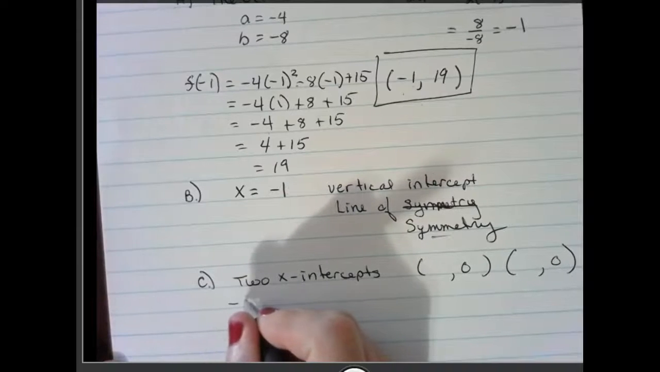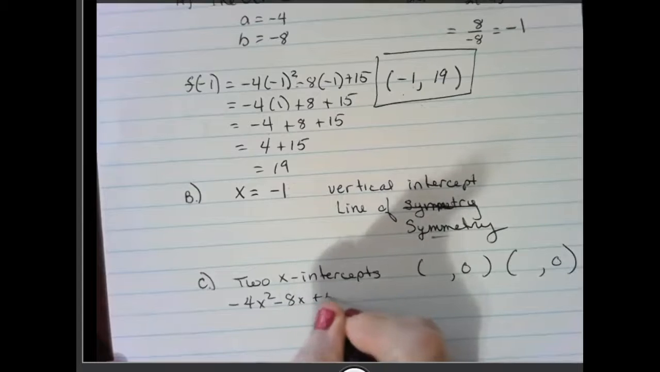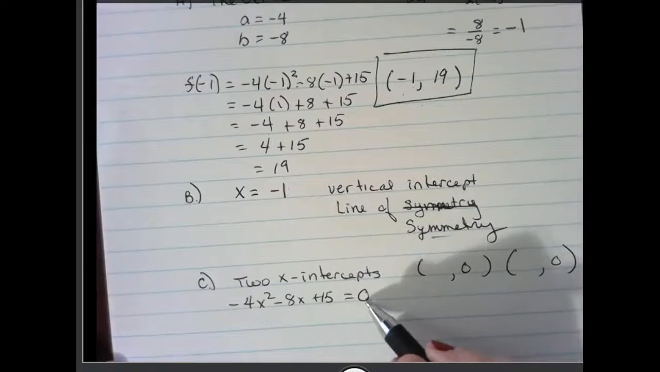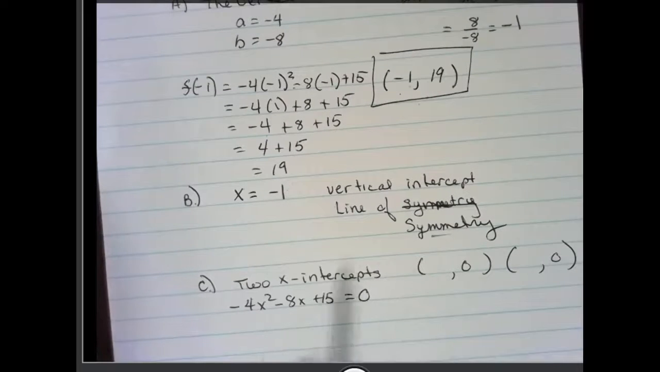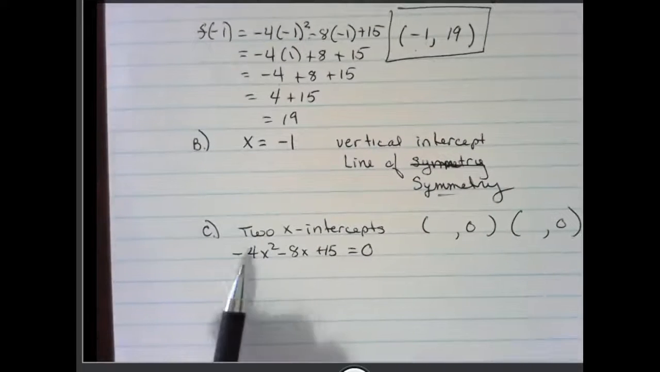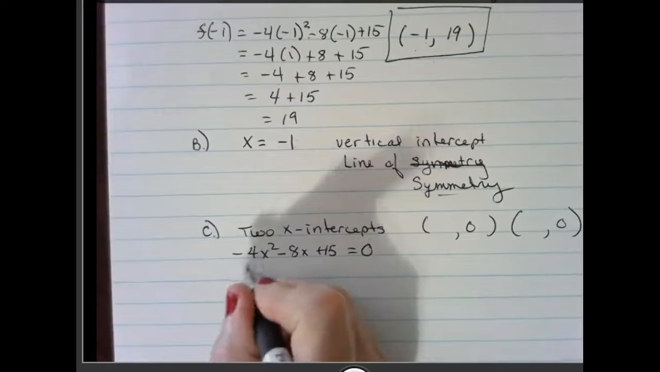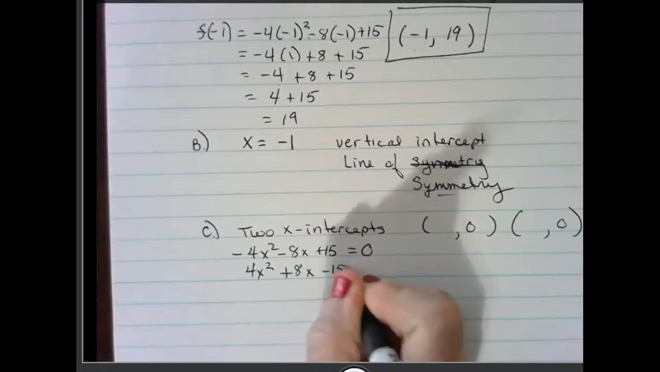So we had negative 4x squared minus 8x plus 15 equals 0. So we set the f of x equal to 0. And just because I don't like working with a negative here, I'm going to multiply this whole thing by negative 1. So it's going to change the sign of all of our terms.